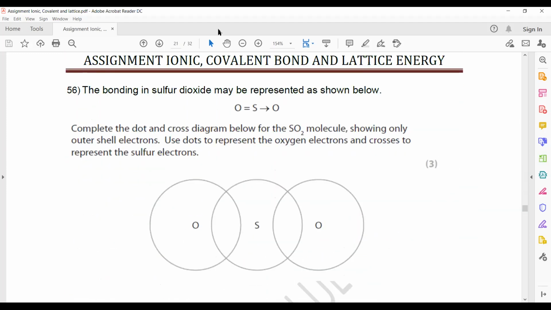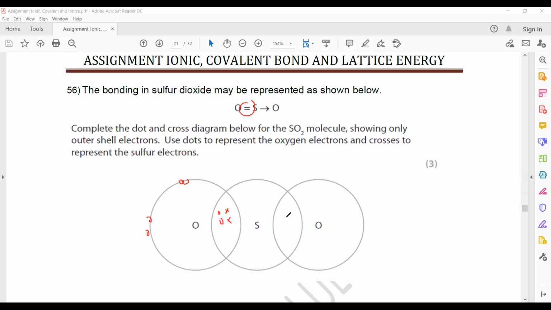The bonding of sulfur dioxide is represented. So you can see a double bond is there between sulfur and oxygen, and a dative bond. Complete a dot and cross diagram. So dot and cross: for sulfur, because there are double bonds, so 1, 2, and 1, 2. Then oxygen is having 6 electrons. Oxygen is stable. What about sulfur? So in total oxygen is having 6 electrons, 2 are involved in the bonding, remaining 4.